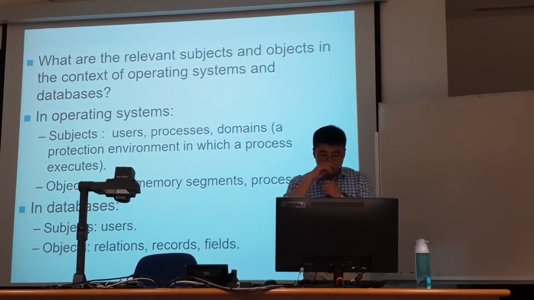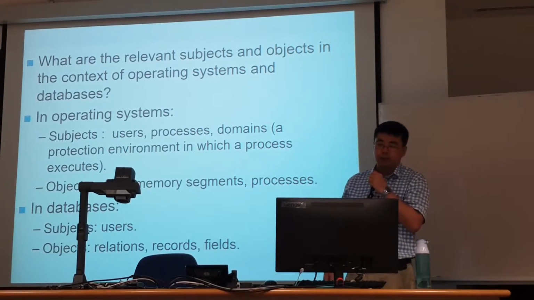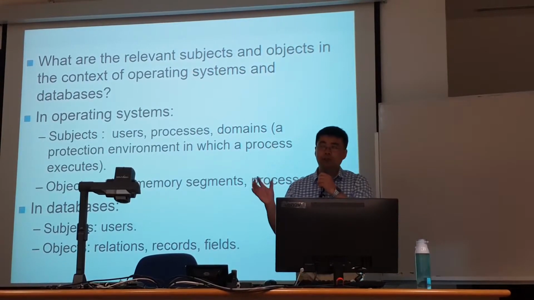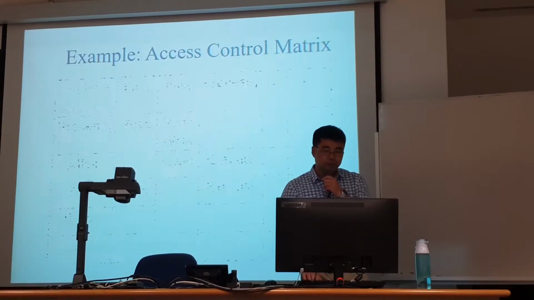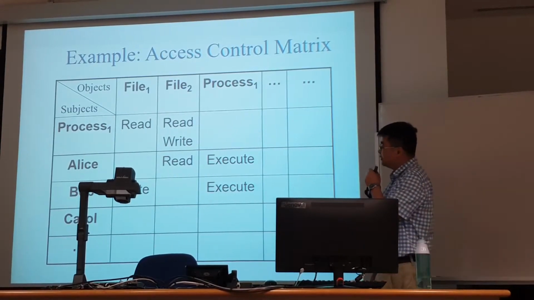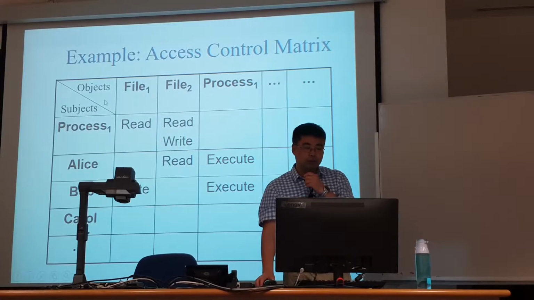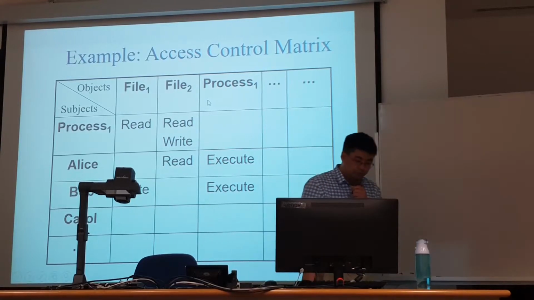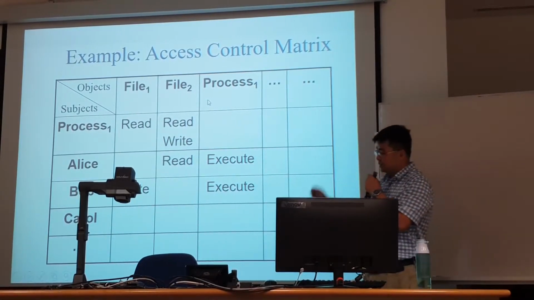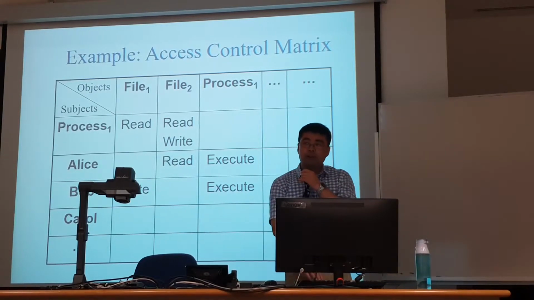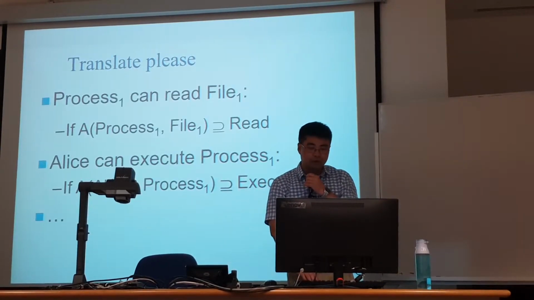So we have some entity which is both the subject and object in a system. In databases, we can also have subjects, which are the users, and objects, which are the relations, which means the tables. In a relational database, we have the tables for the relations and so on. Here is one very simple example. We can have all the subjects listed in the rows, and then all the objects here. You can define that process 1 can read file 1, Bob can write file 1, Alice cannot do anything for file 1, but Alice can read file 2, and so on. So you can use a matrix to define all these permissions. This is quite straightforward.